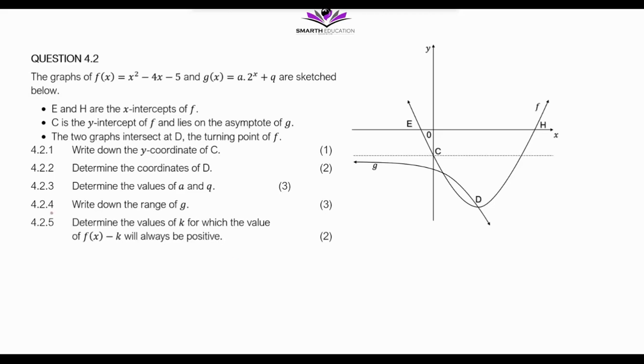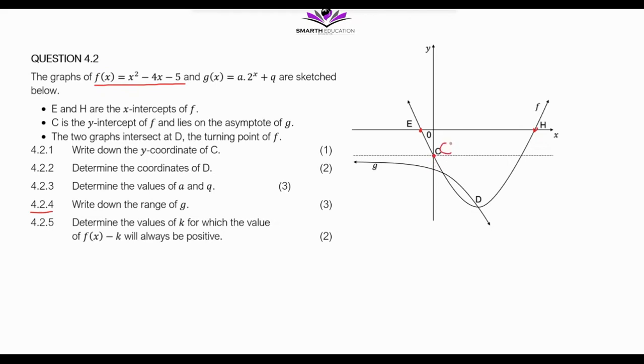Welcome back. Let's do question 424. The graphs of f of x is equal to x squared minus 4x minus 5, and g of x is equal to a times 2 to the power x plus q are sketched below. E and h are the x-intercepts of f. C is the y-intercept of f and lies on the asymptote.